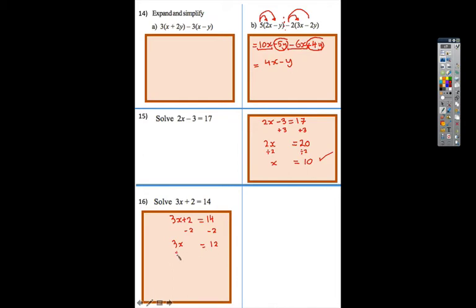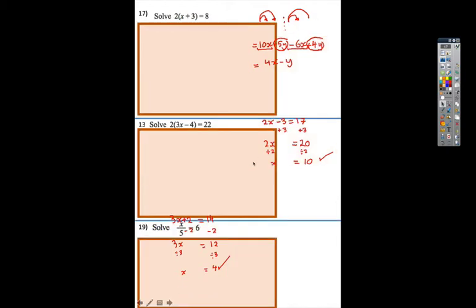Now divide it by 3 on both sides. So x is equal to 4. Quick check, substitute x equals 4 into the equation, so 3 times 4 is 12, plus 2 equals 14, and we're correct. Right, moving on to question 17.